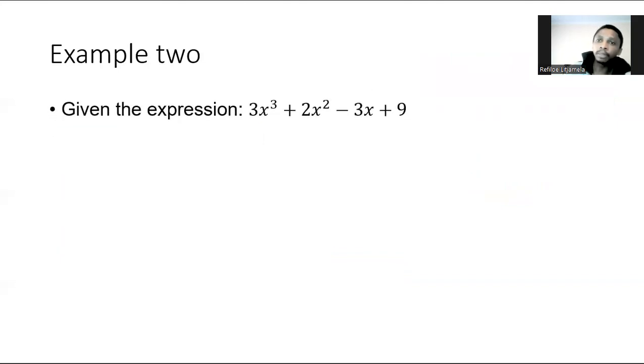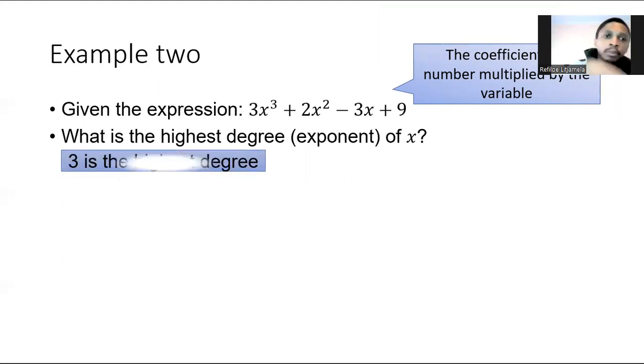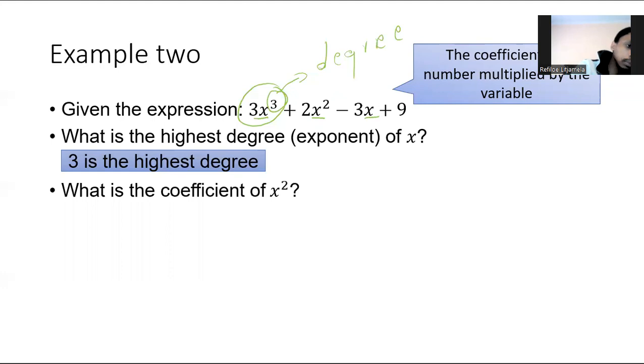Do this one quickly. Answer the first question. What is the highest degree of x? It is 3. Note that we've got variable x in each term. You need to look at the variable that has the highest exponent, which is in the first term. In the first term, the variable x has the highest degree of 3, okay? That's why we say 3 is the highest degree. What is the coefficient of x squared? The coefficient of x squared will be 2.